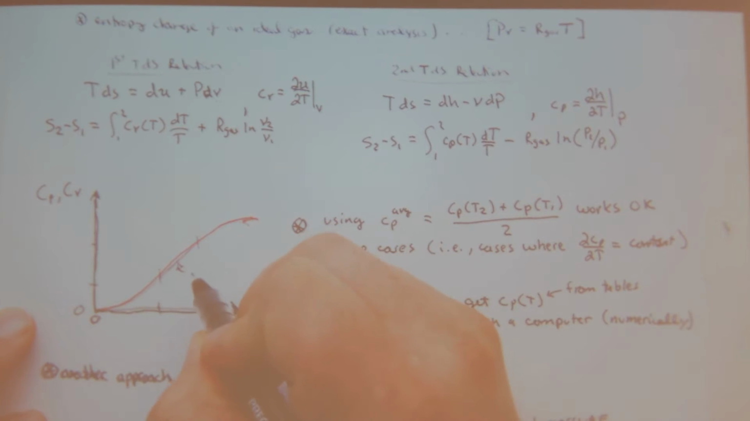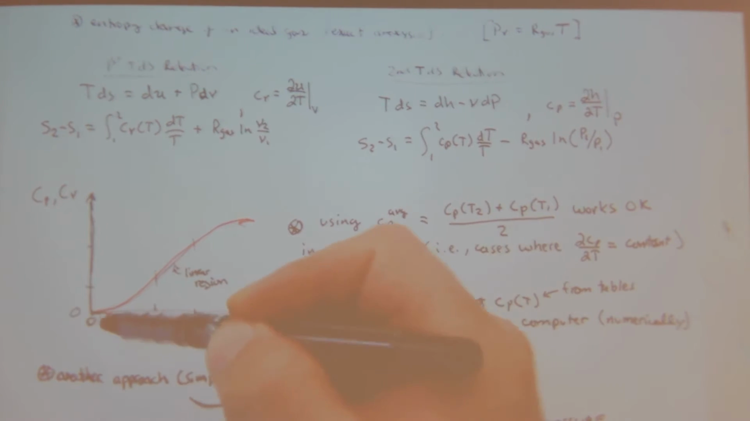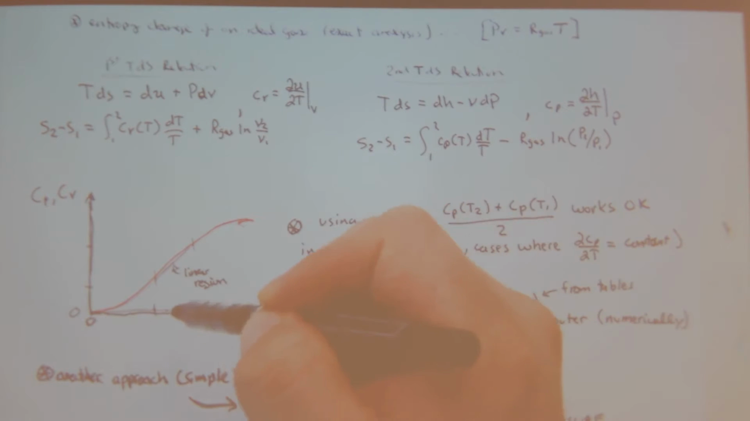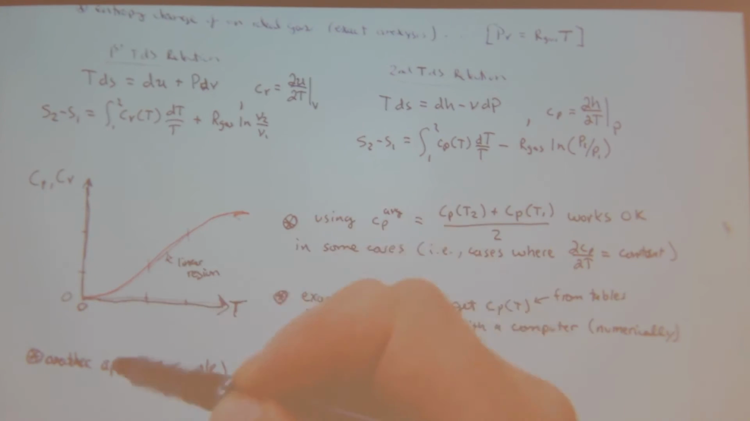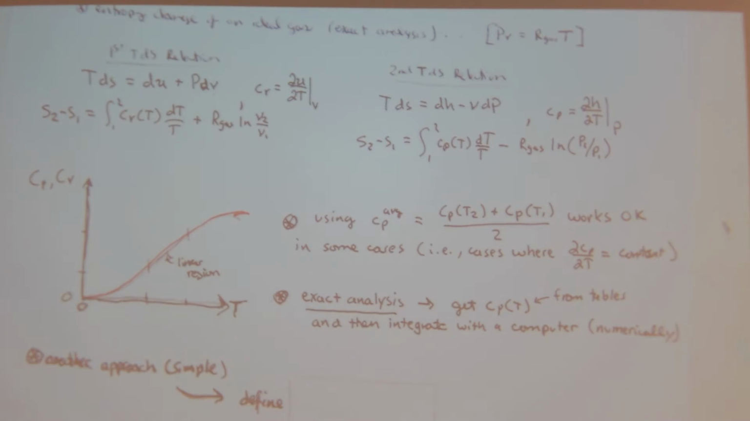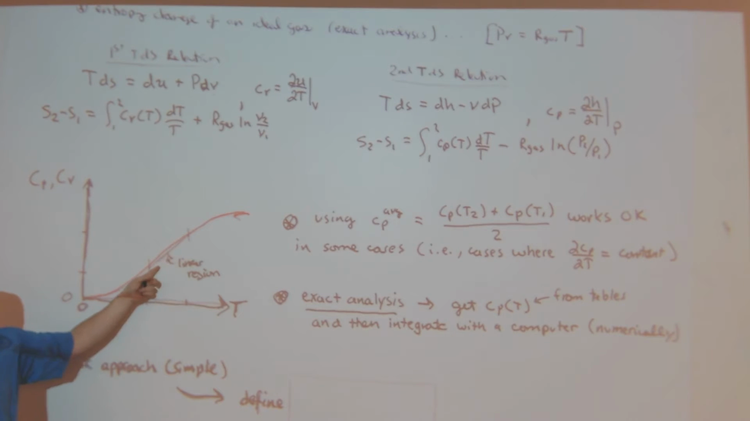So within this curve, there's a linear region. Now, this is 0 Kelvin, and this is some higher temperature. It always looks like this. 300 Kelvin is room temperature, so typically you're going to be dealing with something where it looks pretty linear.